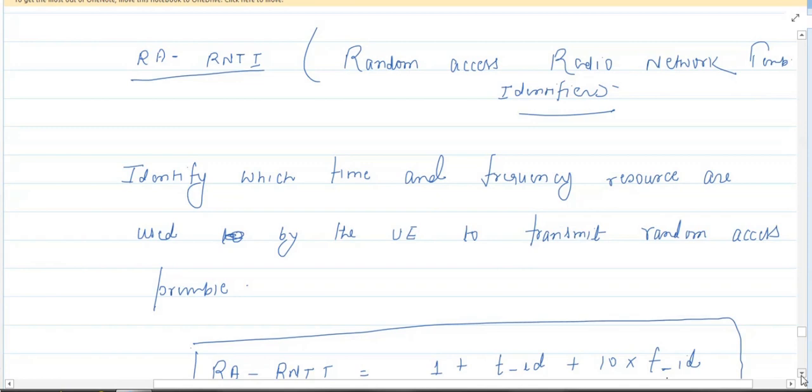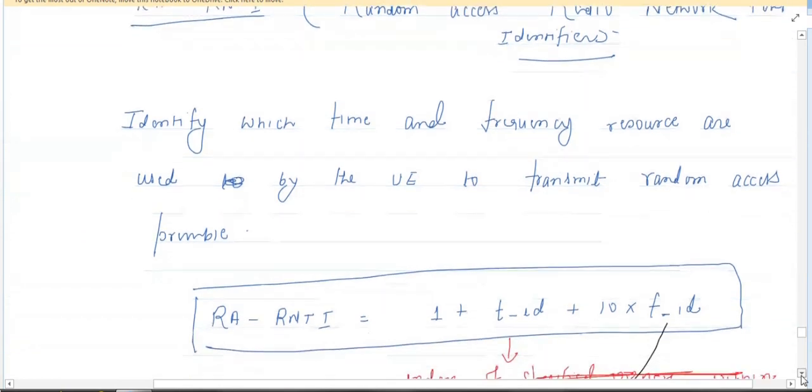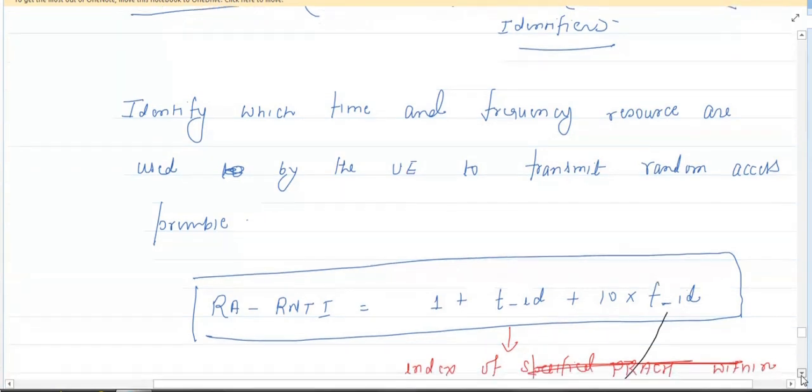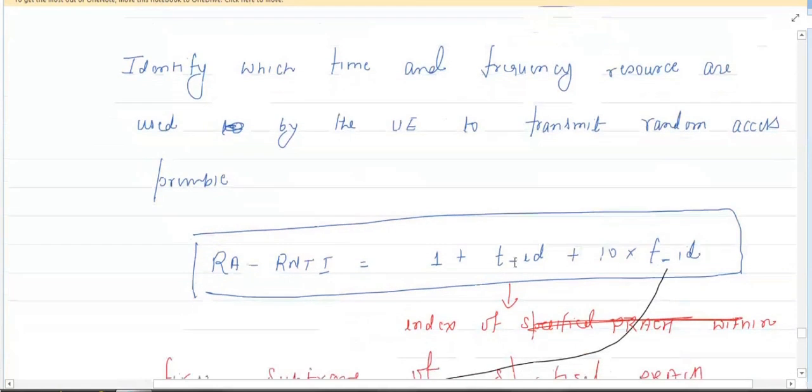So what would be the RA-RNTI value? Here is the point where people get confused. Somewhere they give the value in terms of 60, somewhere they give the value of 10. So people get confused about what the real value is. The RA-RNTI value depends on this formula: 1 plus TID plus 10 into FID.